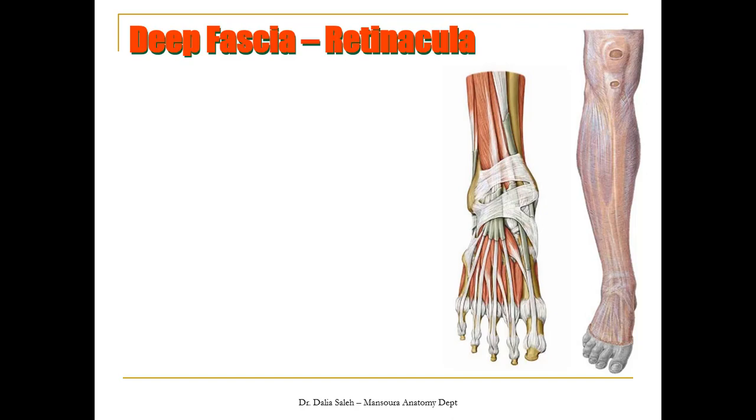The deep fascia thickens in a form of bands around the ankle joint to form what's called the retinacula. The primary function of the retinacula is to keep the tendons in their place during movement of the ankle joint. We have 5 of them.